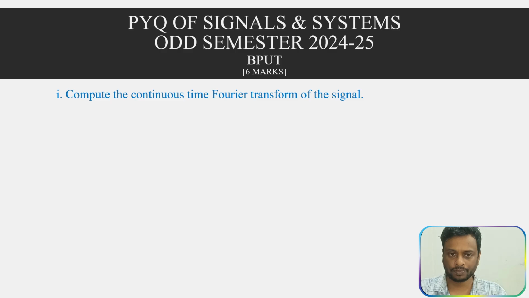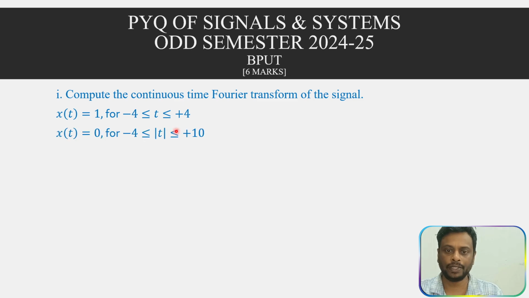First question: compute the continuous-time Fourier transform of this signal. x(t) equals 1 for -4 ≤ t ≤ +4, and equals 0 otherwise.